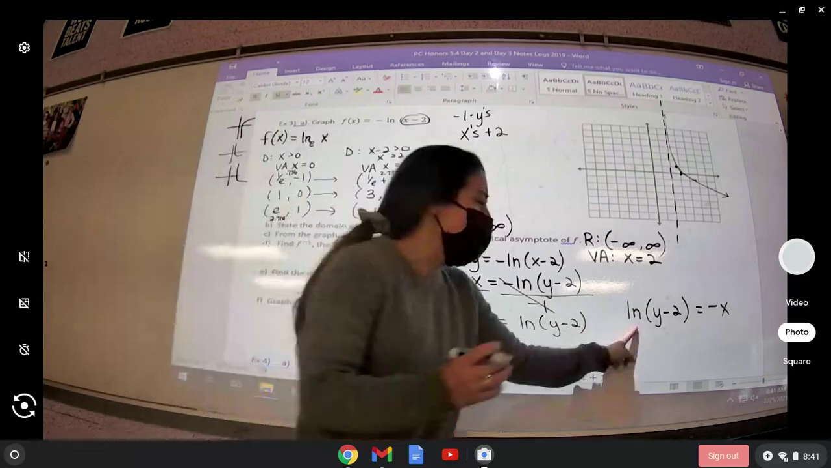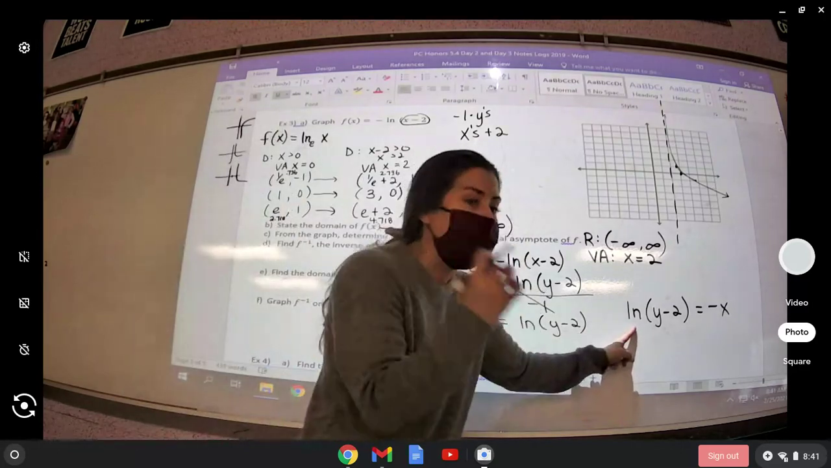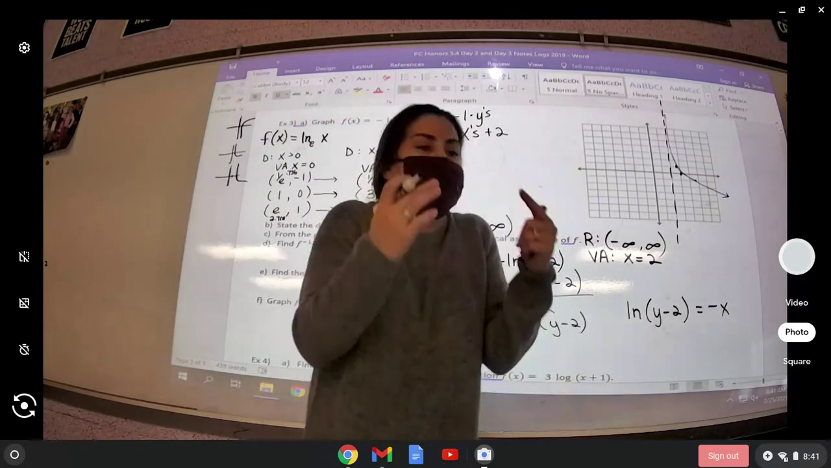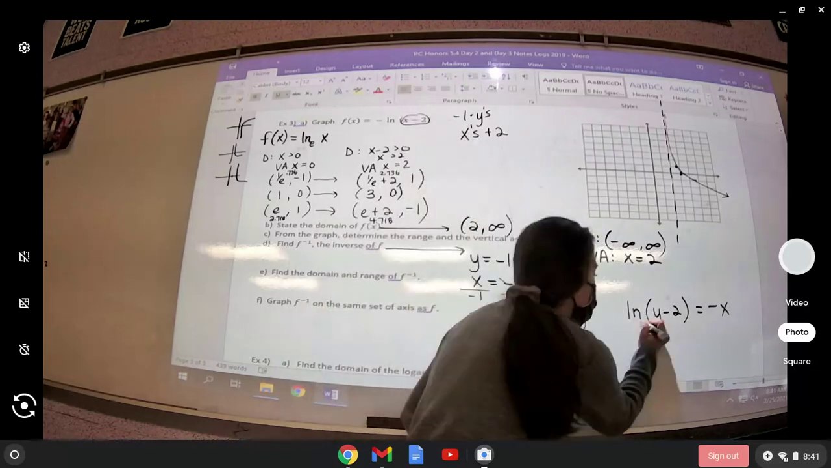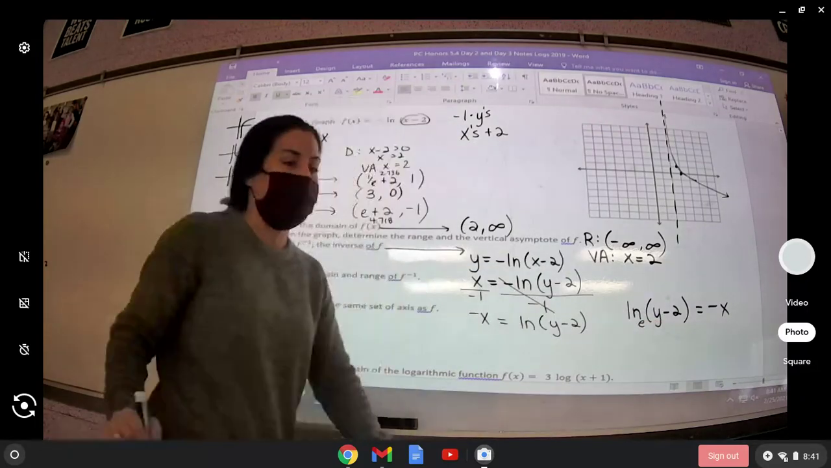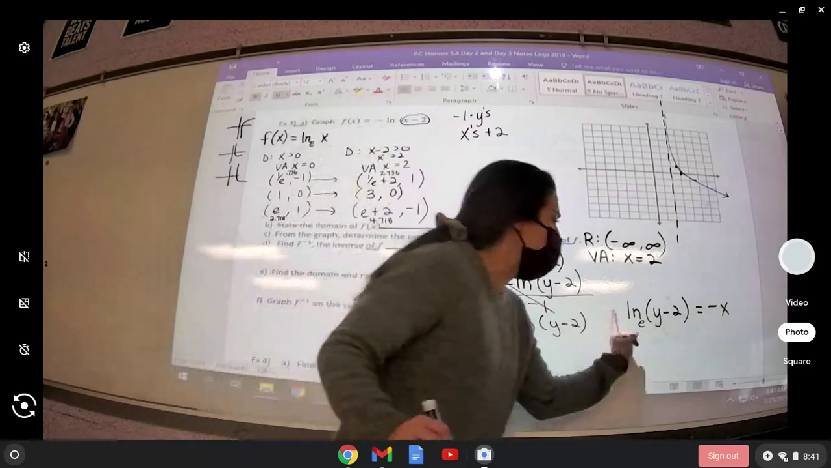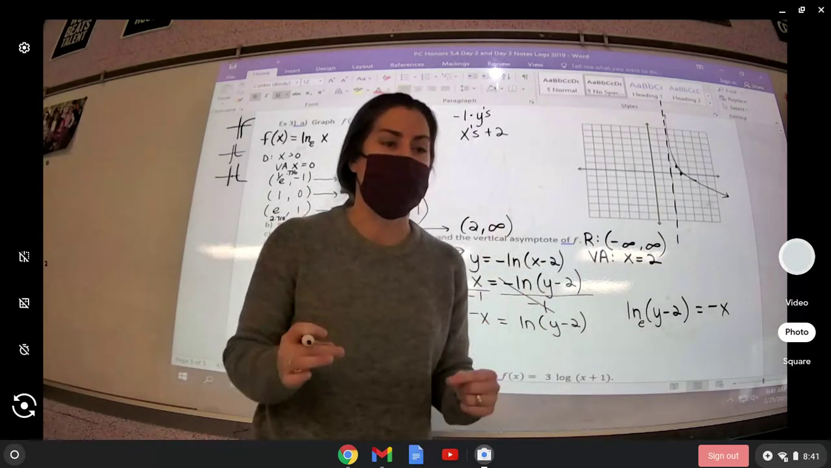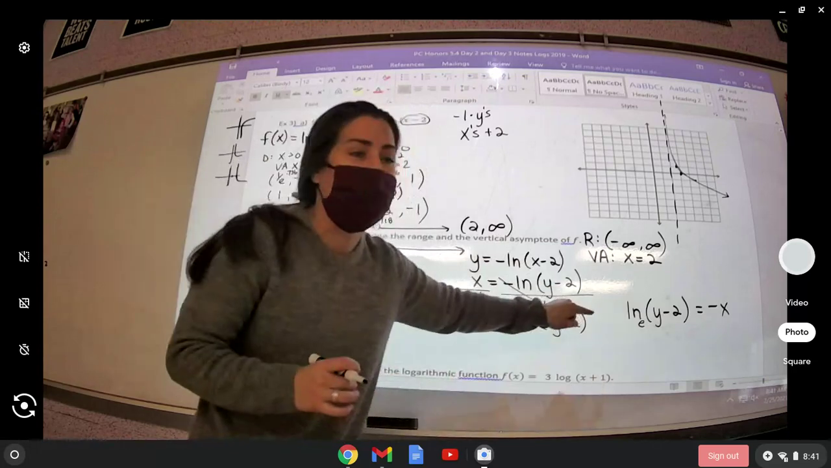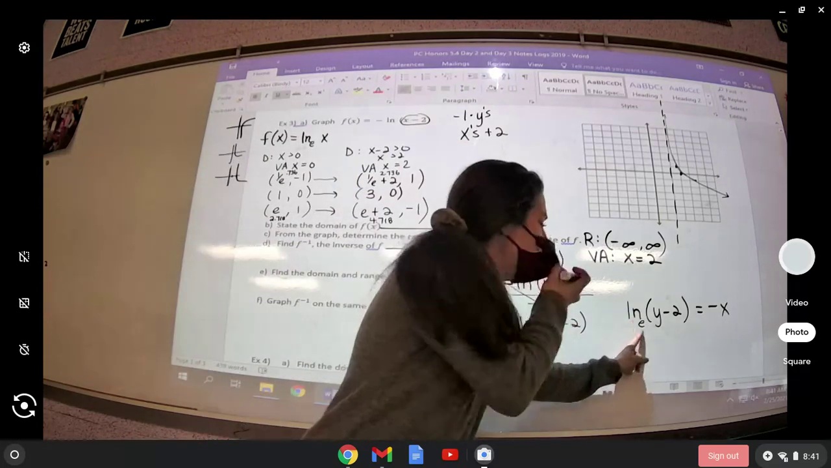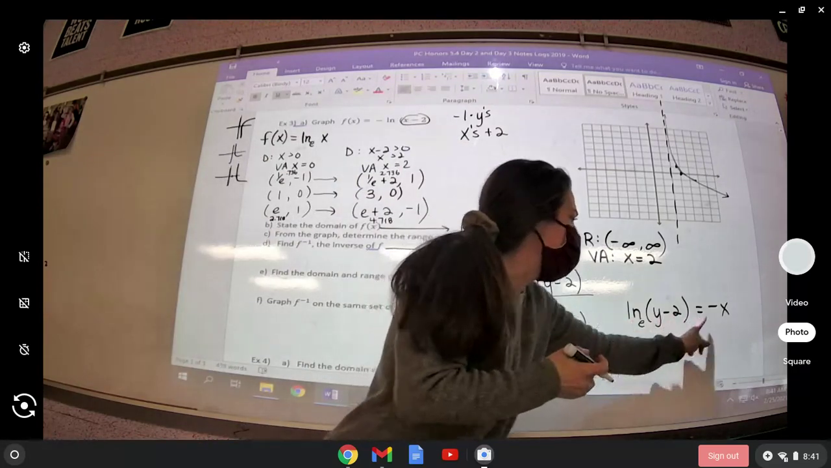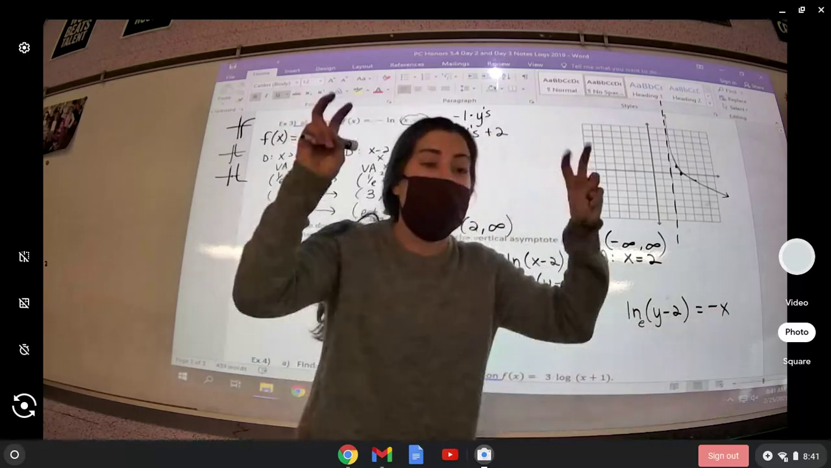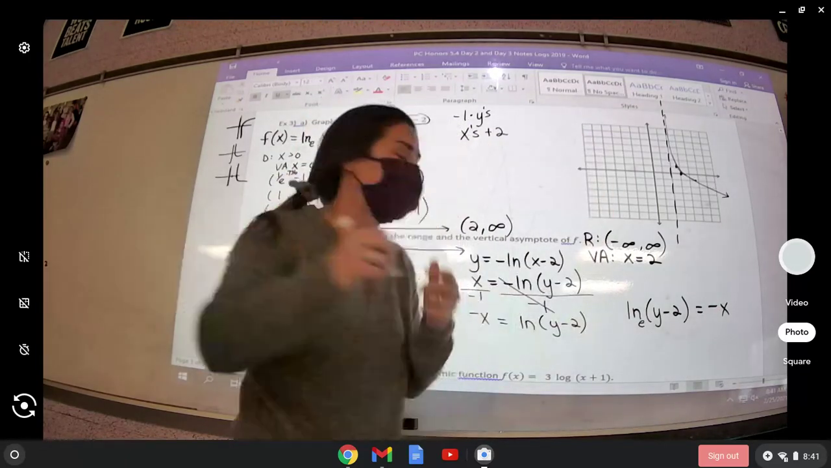So guys, right now we are in a logarithm. We are in log form. We need to get to exponential form. So the base of this log is assumed to be e. Now you have to take this log form and rewrite it in exponential form. What would exponential say about a natural logarithm, base e of y minus 2 equaling negative x? So use your log loop to put this in exponential form.